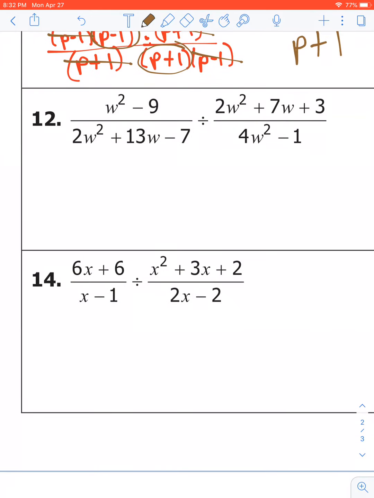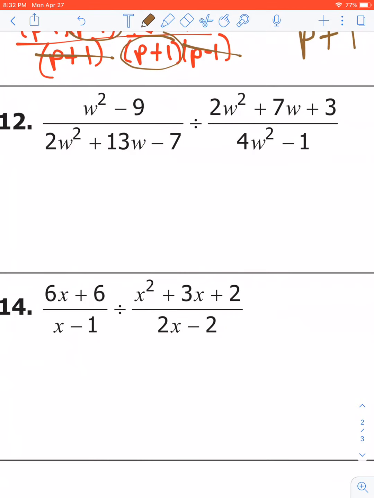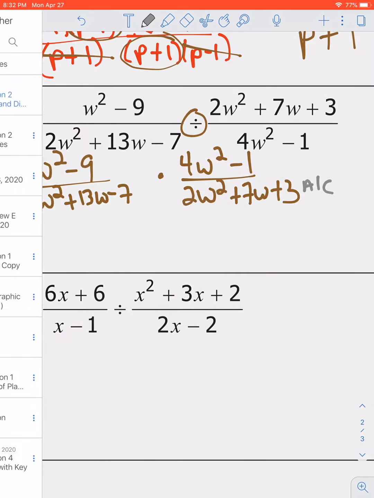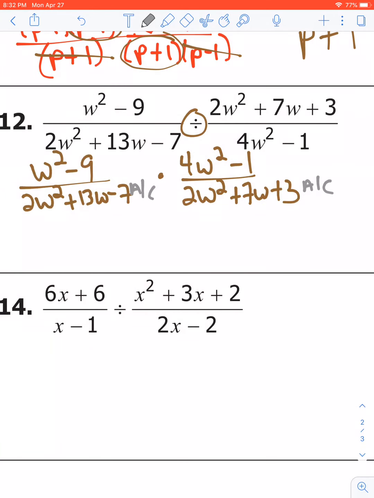2 more to go. Okay, on this problem, I see that it's division. So w squared minus 9 over 2w squared plus 13w minus 7 stays. And then this switches to a multiplication problem where I flip the second fraction. Okay, now, again, there is going to be some AC work that you're going to have to do in those denominators, and I'm going to let you do the AC work on your own.